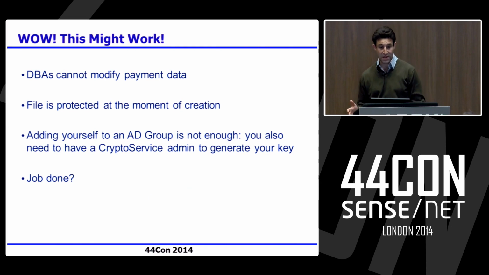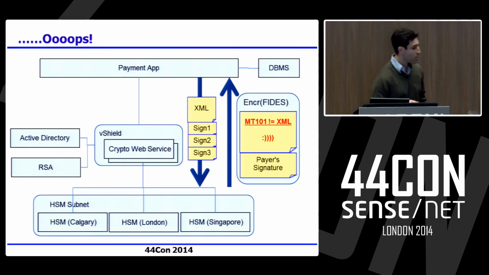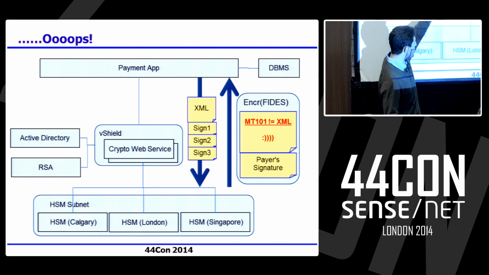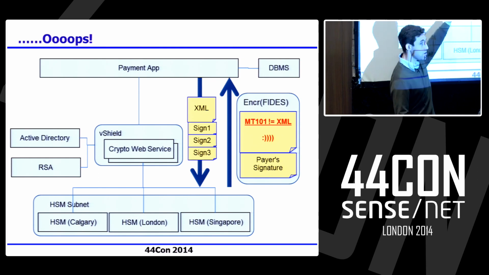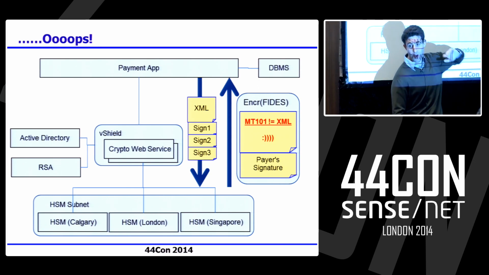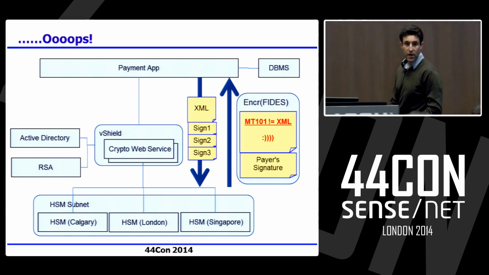Database administrators can't modify the data. File's protected from the moment the first person puts in the payment request, okay? You can't just add yourself to one group, you've got to add yourself to all sorts of others. Job done? No, because what have we forgotten? If you route the highly secured, and it needs to be highly secured, but if you route the highly secured brokering service here, you can obviously take all of this stuff, submit a different MT101, or intercept it on the way back, and off it goes for payment.